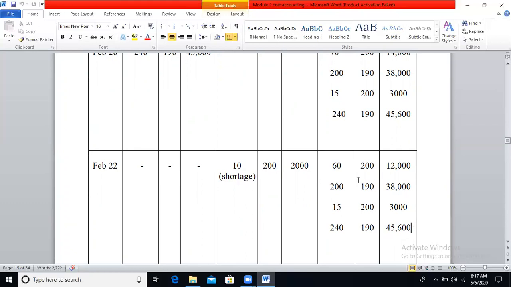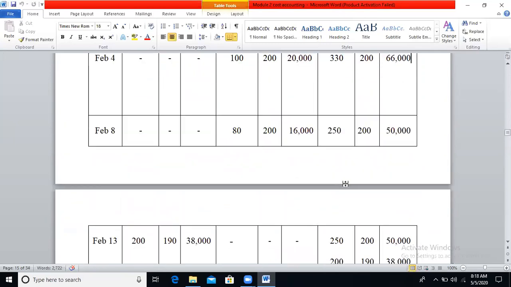So until all the units under the first purchase or the first balance in the balance column are used, the next batch of materials will not be considered. After the completion of the first batch, if you require more quantity, you will consider the next batch of materials.